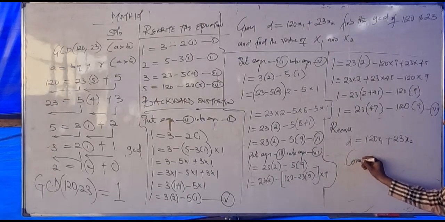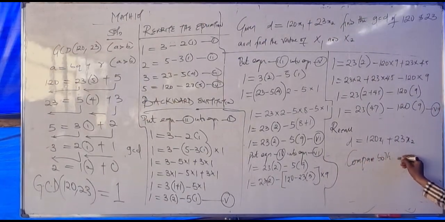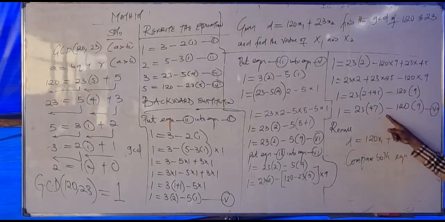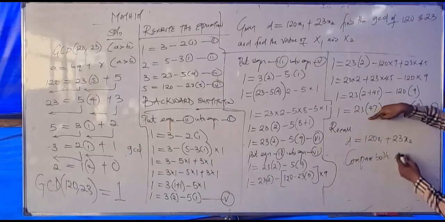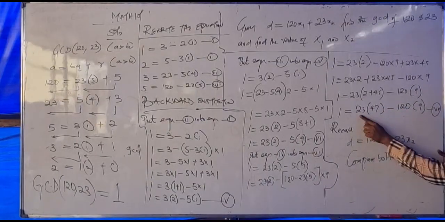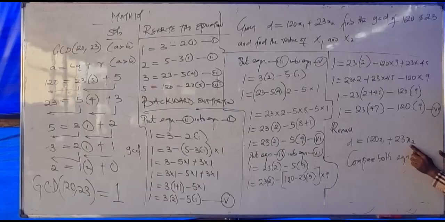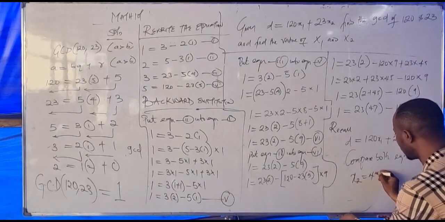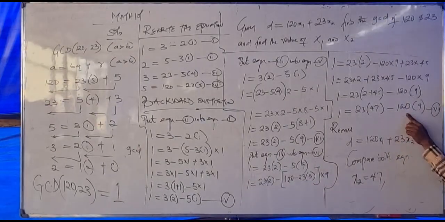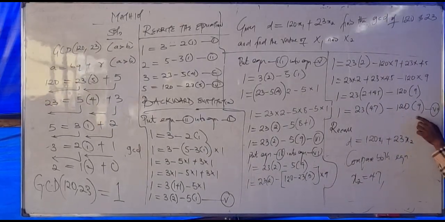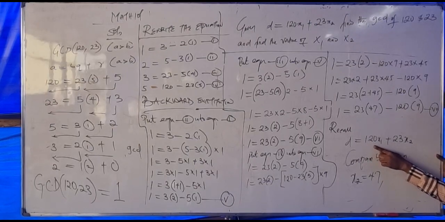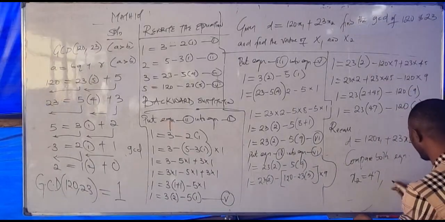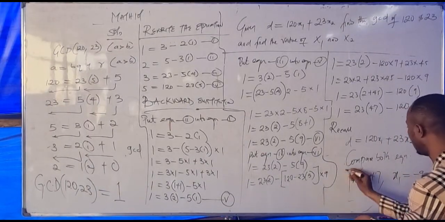What do we do when we compare? Compare both equations. I'm comparing this with this. Then I will now compare 23 times 47 with 23 times S2. What will be the value of S2? 47. That means my S2 is 47. Let's take that of S1. What do you have here? Minus 120 times 9. Here we have 120 S1. So when you remove 120, what's remaining here? Minus 9. That means our S1 is minus 9. Final answer.